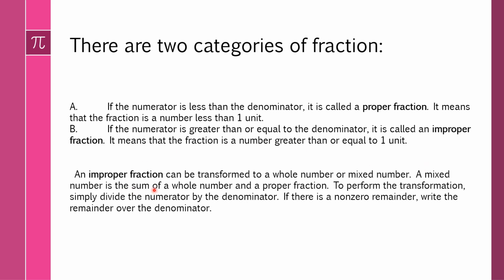An improper fraction can be transformed to a whole number or mixed number. A mixed number is the sum of the whole number and a proper fraction. To perform the transformation, simply divide the numerator by the denominator. If there is a non-zero remainder, write the remainder over the denominator.